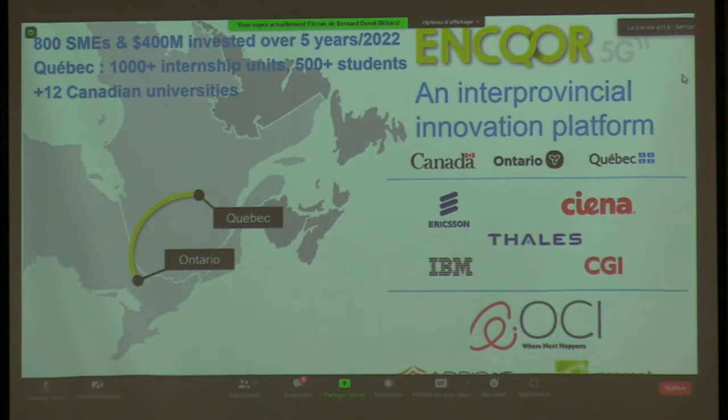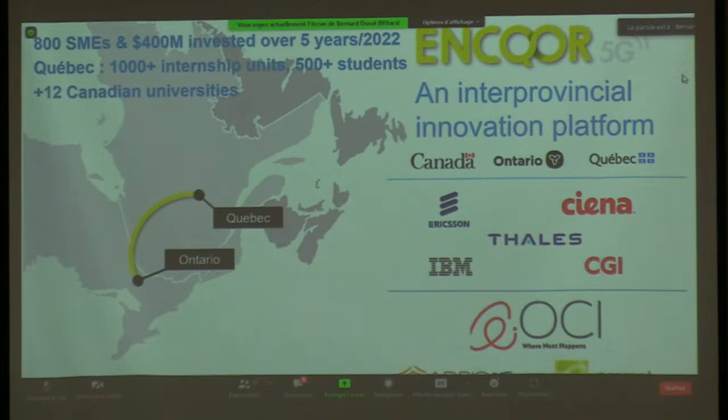A few words about Encore. I did mention Encore to you. It's a 5G testbed that ended last year in 2022. That was 5 years of research. 400 million was invested by the federal government, the two provinces of Ontario and Quebec, Ericsson, Ciena, Thales, IBM, and CGI. They actually built the testbed, and 800 small companies had access to that testbed.